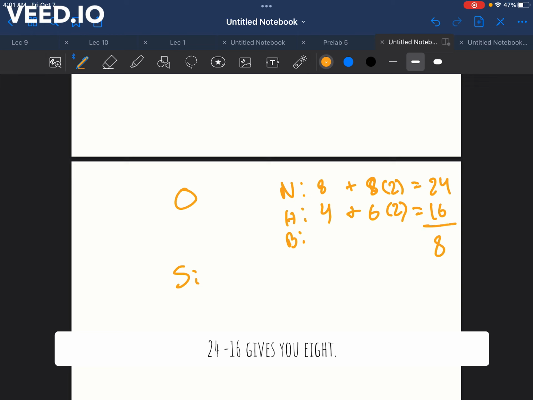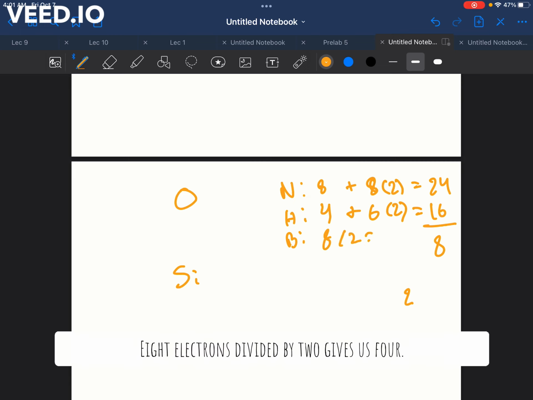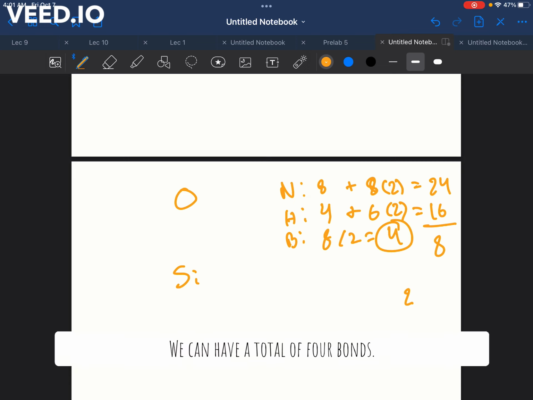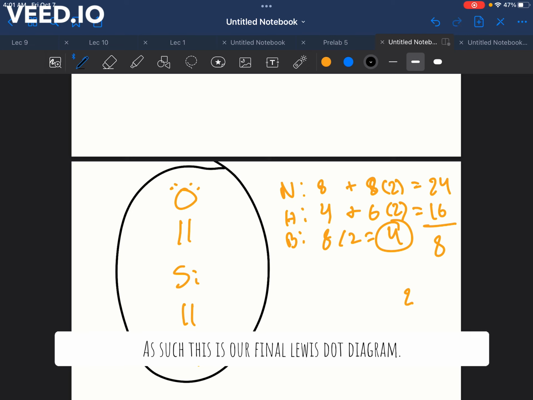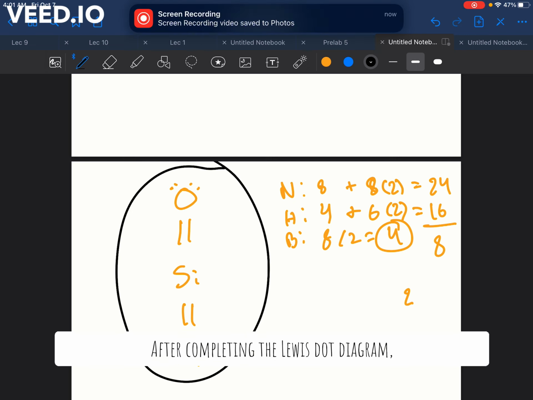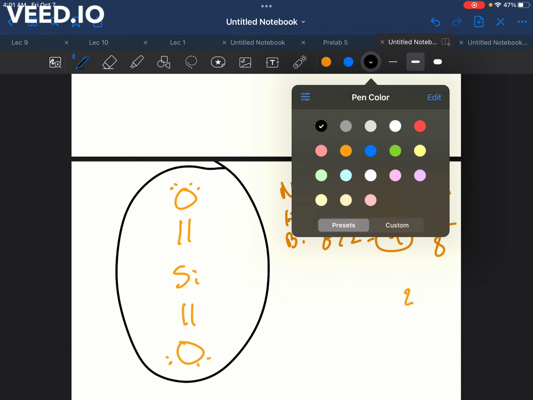24 minus 16 gives you 8. Each bond can have 2 electrons. 8 electrons divided by 2 gives us 4. We can have a total of 4 bonds. Each oxygen gets 2 bonds and 2 lone pairs. As such, this is our final Lewis dot diagram. After completing the Lewis dot diagram, we can move on to hybridization finally.